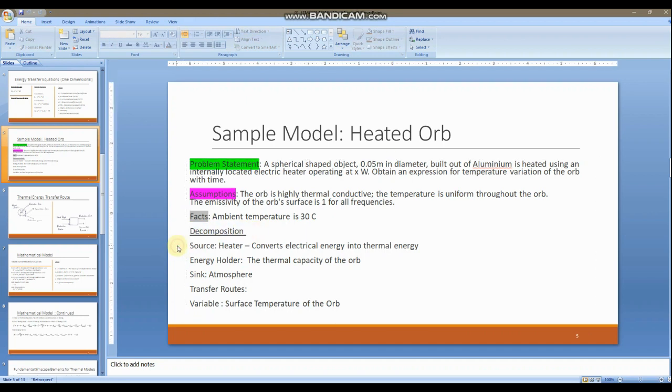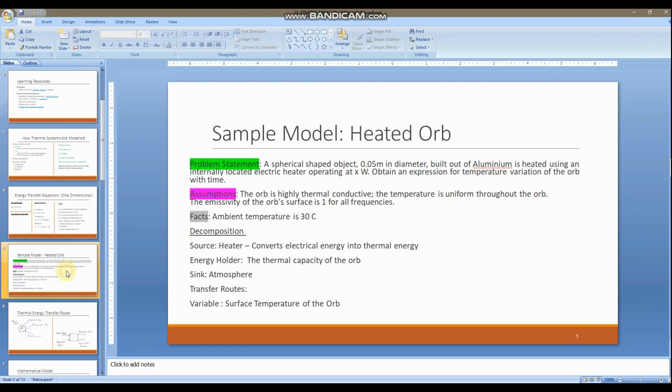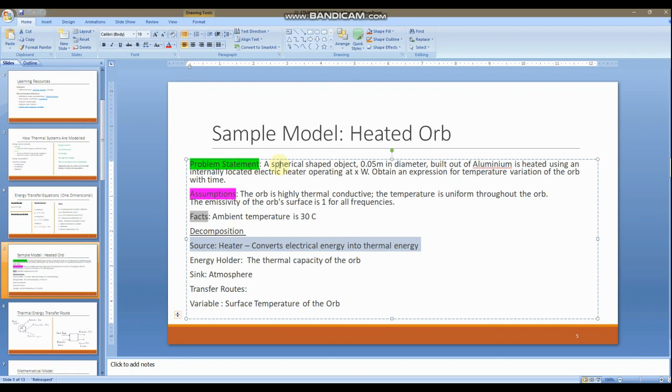So, as with any such system, when we come to modeling, we first decompose it down to the core components of that system. So now we'll go back to our explanation of what a thermal system is. Energy will transmit from sources to sinks through conduits, with some being stored in accumulators. Now the source is given in our problem statement. It's a conversion of electrical energy into thermal energy. That's what an electric heater does. And our sink would be the atmosphere.